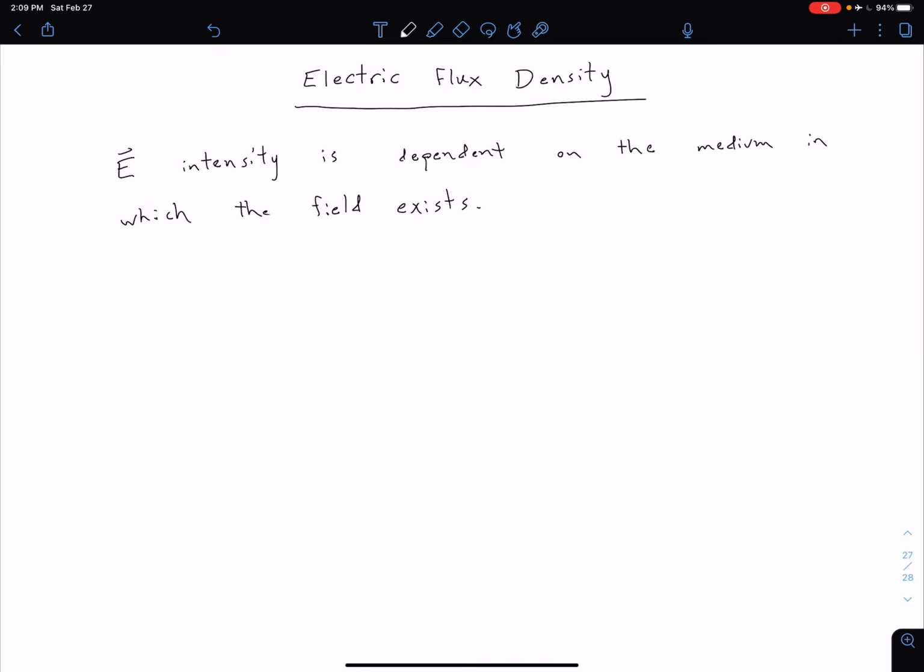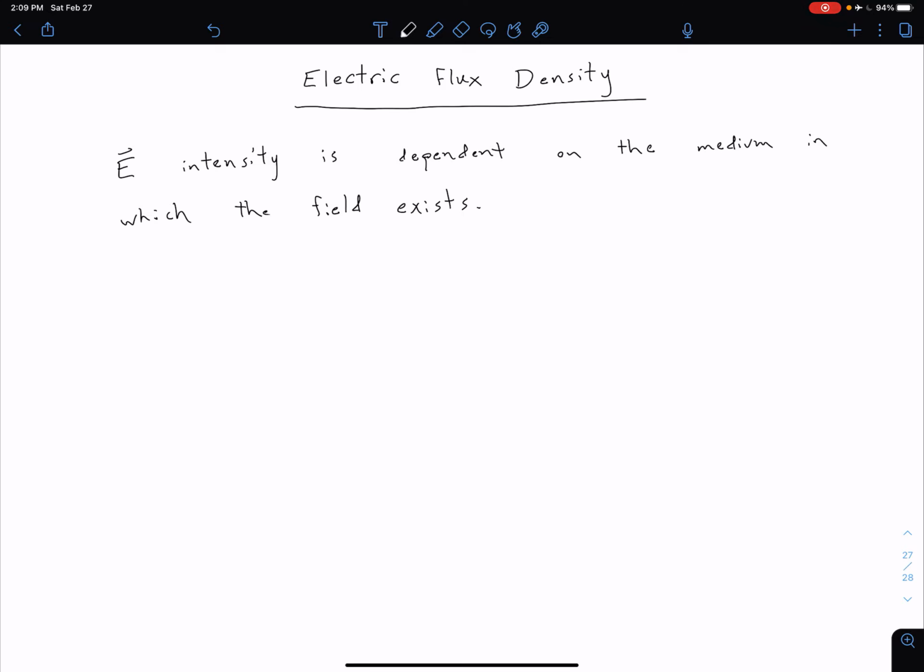So at the start of this unit, we said we were going to consider two fundamental laws, Coulomb's law, which we've already looked at, and Gauss's law. In order to start describing Gauss's law, we have to define something new, which is called electric flux density. The reason we need to define this is that the intensity of our electric field is going to depend on the medium in which the field exists.